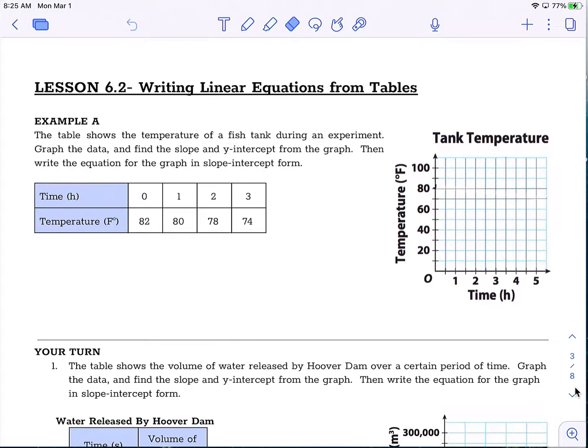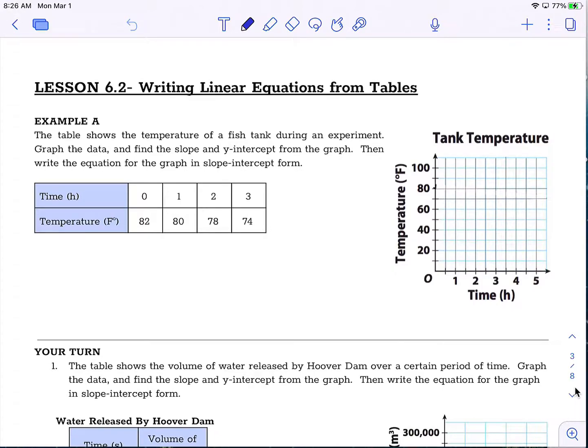All right, everybody, here are the notes for 6.2, which is writing linear equations from tables. Now, hopefully that sounds familiar to you. This is actually stuff that we did in Module 5, that we even did on the Module 5 test, where I gave you a table and then you had to write the equation for it.